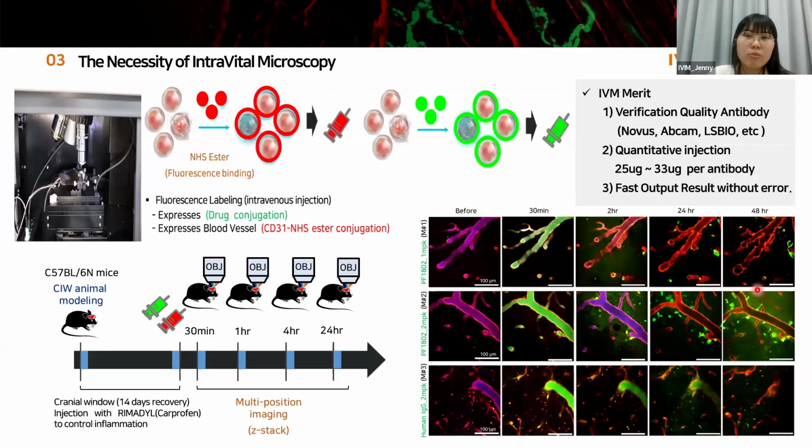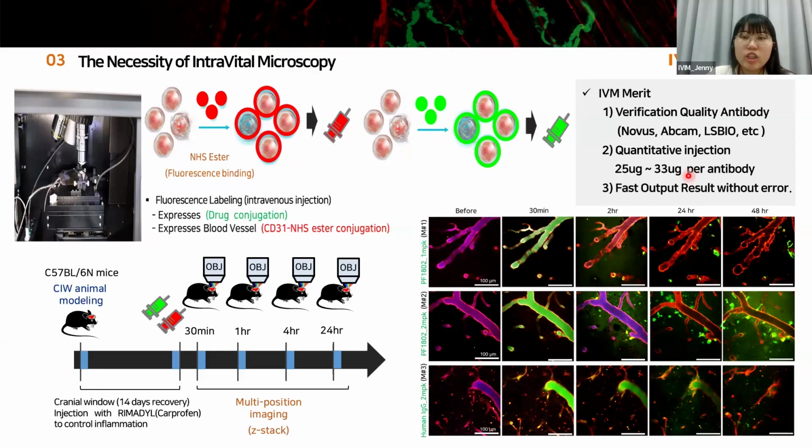So to acquire more precise, reliable, and replicable data during in vivo imaging with intravital microscopy, IVM technology has established an optimized fluorescent labeling protocol specifically designed for in vivo applications. This involves conjugating fluorescent dyes to antibodies and administering them via intravenous injection.